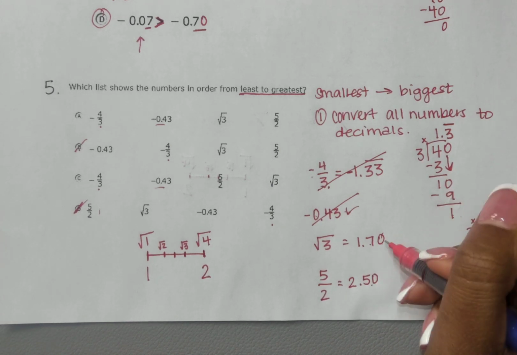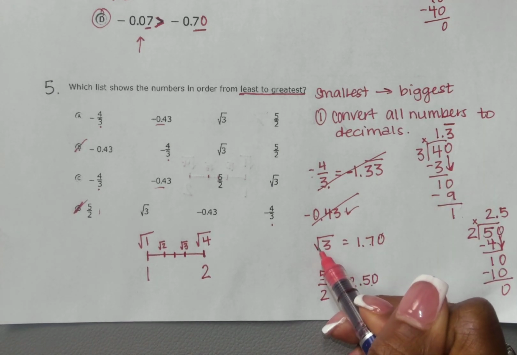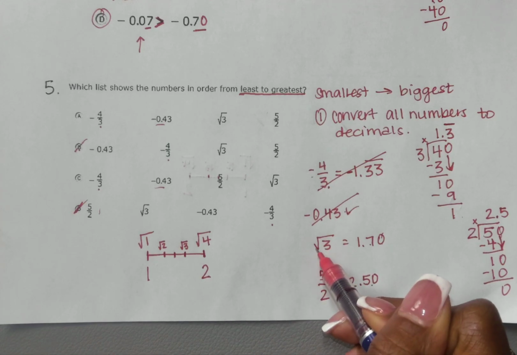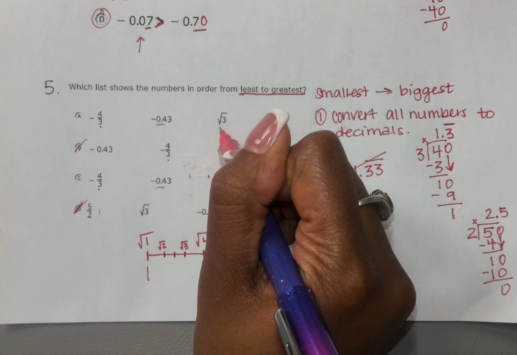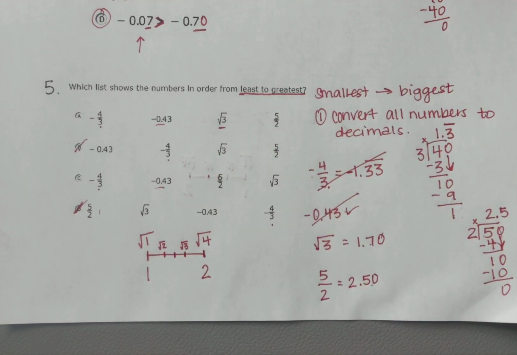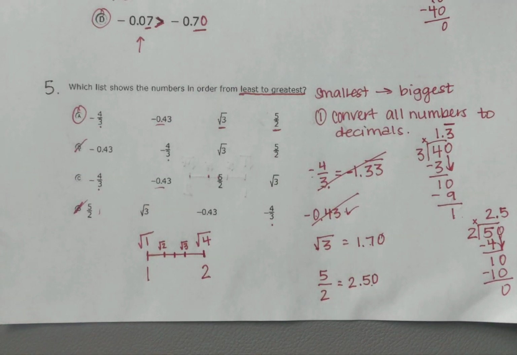Well, $1.70 is less than $2.50, meaning that the square root of 3 is smaller than 5/2. So when I look at our answer options, A has the square root of 3 next, and then the greatest number, 5/2, last, making A to be true.